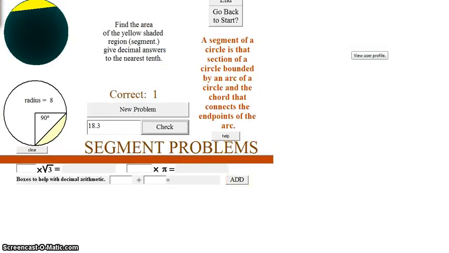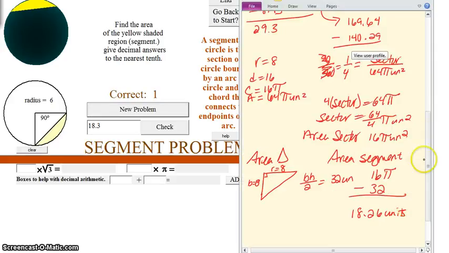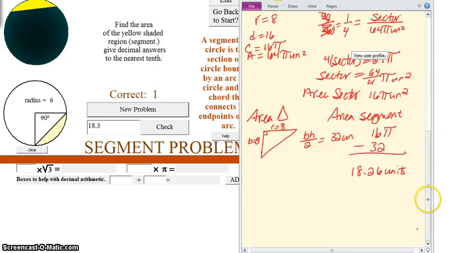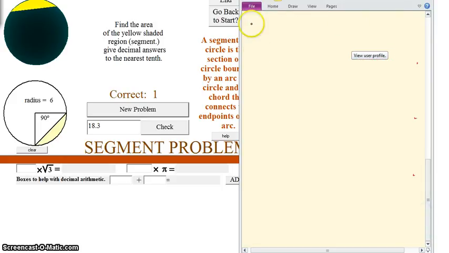So let's try another one. Oh, well, here's my problem one again. So I'm gonna skip the radius 18 problem. Okay, so R equals 6, D equals 12, C equals 12 pi. Area equals 36 pi units squared.